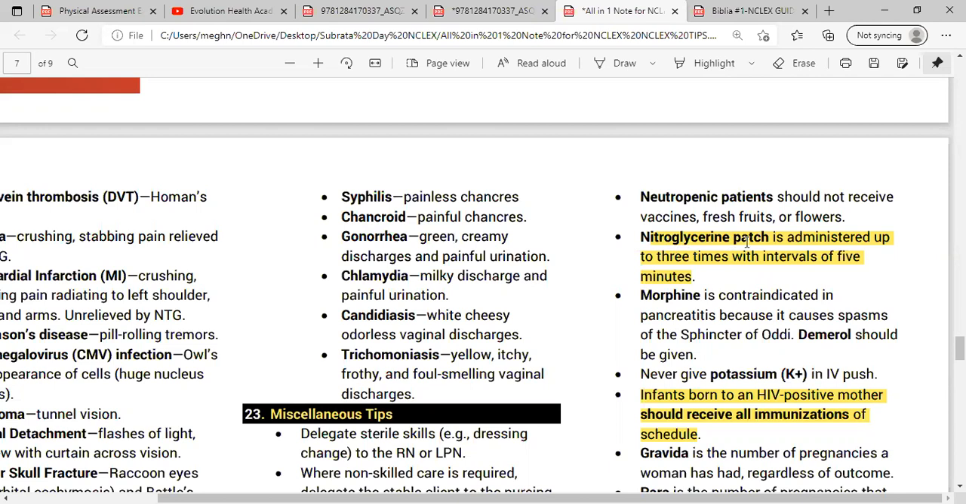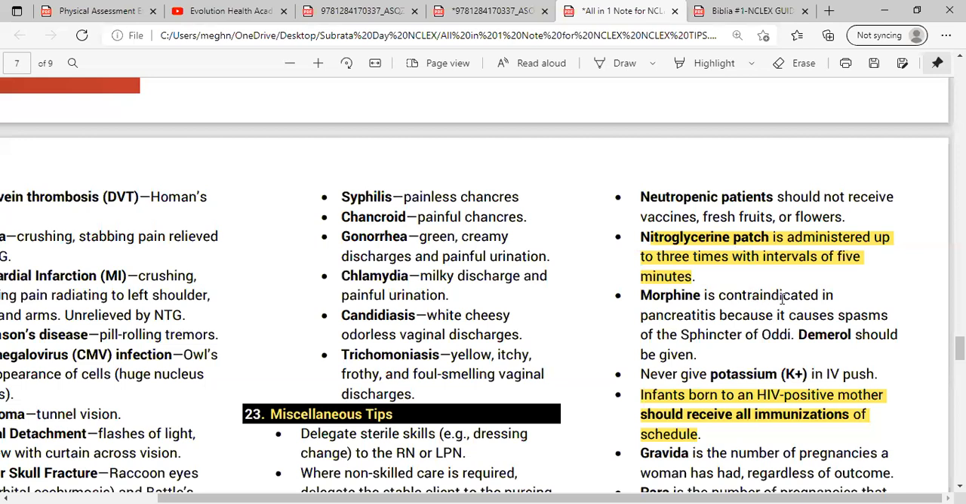Nitroglycerin patch, when we use it, is administered up to 3 times with an interval of 5 minutes. Nitroglycerin we use for angina.